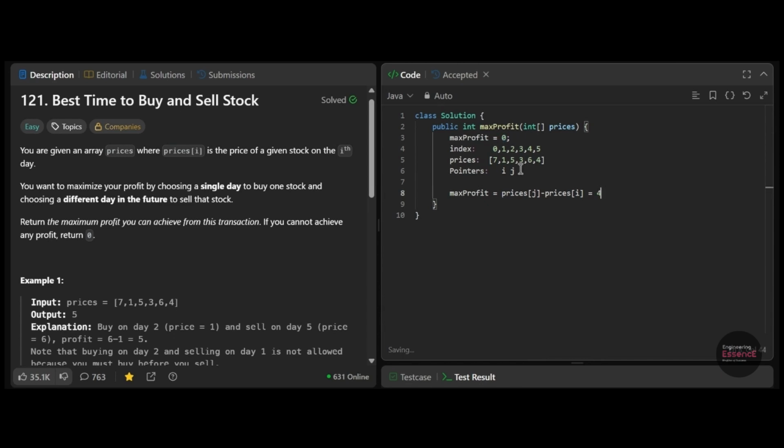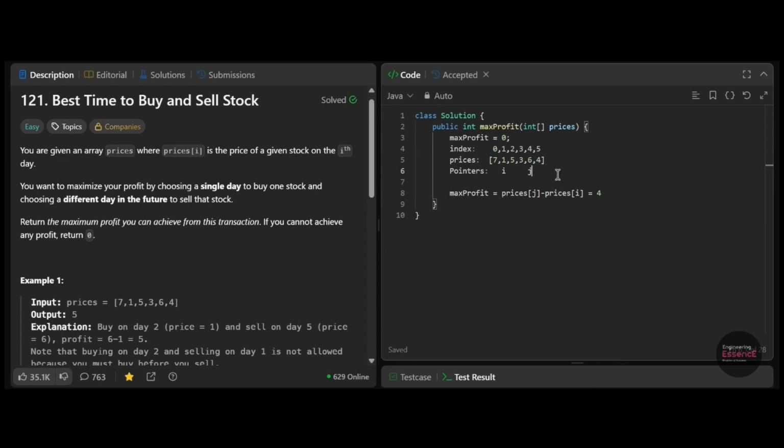Next we will move only the jth index, not the ith one, because we already have, in this case, 1 and 3, the condition that price j is greater than price i. So in this case we pass the first condition, and then we check whether price j minus price i is greater than the max profit or not. 3 minus 1 is 2, which is not greater than the 4 already present in the max profit, so we skip this one and increase the jth index.